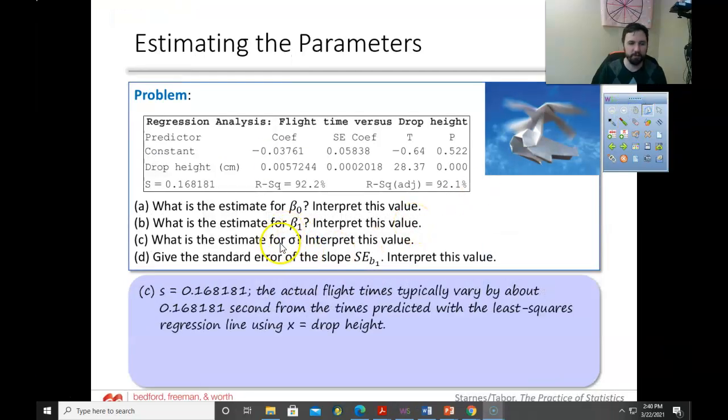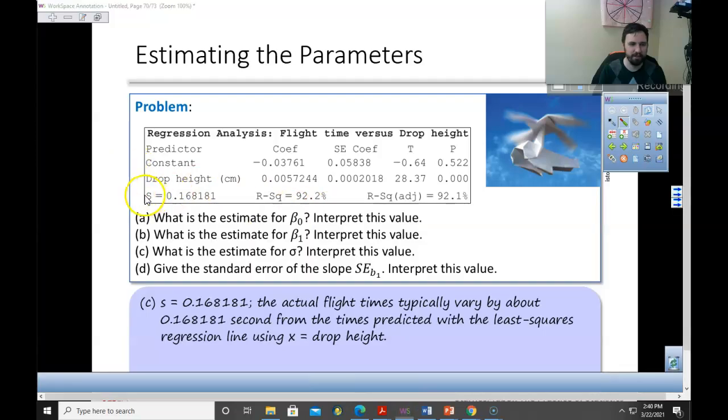And what's the estimate for our standard deviation? Well, our estimate for our standard deviation is the standard deviation of the sample. Ta-da! So the actual flight time typically varies by 0.1681881 from the time predicted by the least squares regression line using drop height.